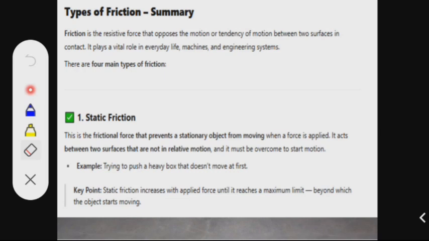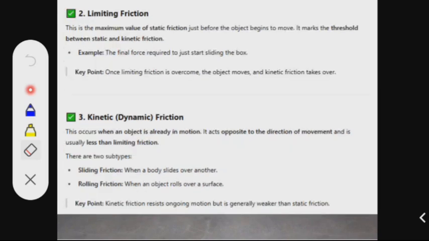So that is the key point to take away from this. Static friction increases as applied force increases, until the maximum static friction is overcome, then the object will start moving. These are key points that you should take note of in static friction, because they could come out in objective questions, in any form, any shape. Let's go on to the next slide.